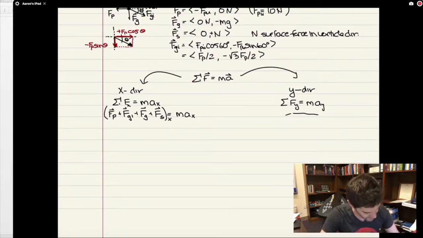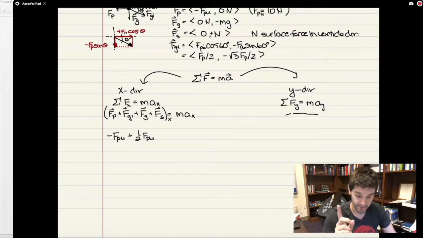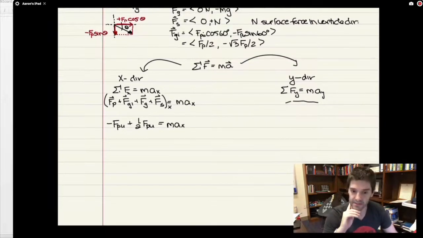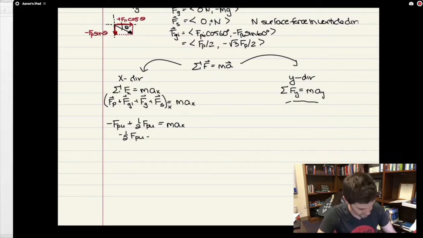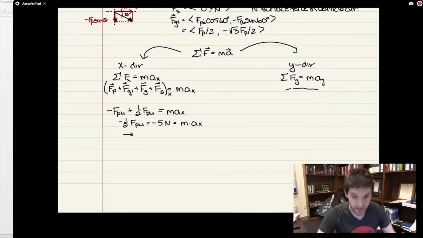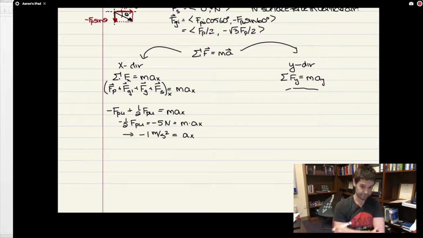So let's see. From person 1, we said that that was negative PU. Then gravity has nothing, surface force has nothing, and then the giant is pushing with plus 1/2 PU. Now notice the plus and the minus sign have meaning at this point. That equals the mass times the acceleration in the x direction. This left-hand side is just 1/2 PU, or negative 5 newtons, equals the mass of the box times its horizontal acceleration. The mass of the box was 5 kilograms, so this is minus 1 meter per second squared, the acceleration in the x direction. It is negative, therefore it points to the left, and the box is moving to the left.